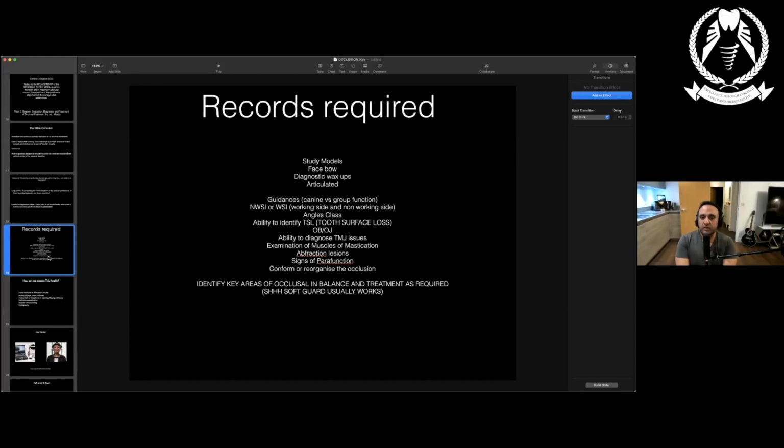So you need to look at the TMJ. Ask them to open and close, feel it, palpate it, and look for any pops or creaks or anything going on. And when they're opening or going to one side, there's an issue there. Abfraction lesions are a big giveaway of parafunction. So there are signs of parafunction that you've got to look at.